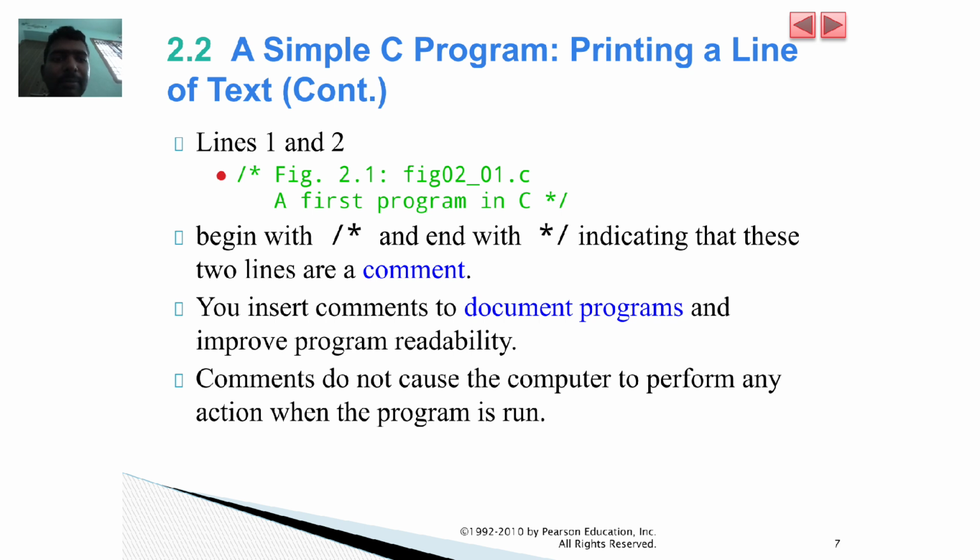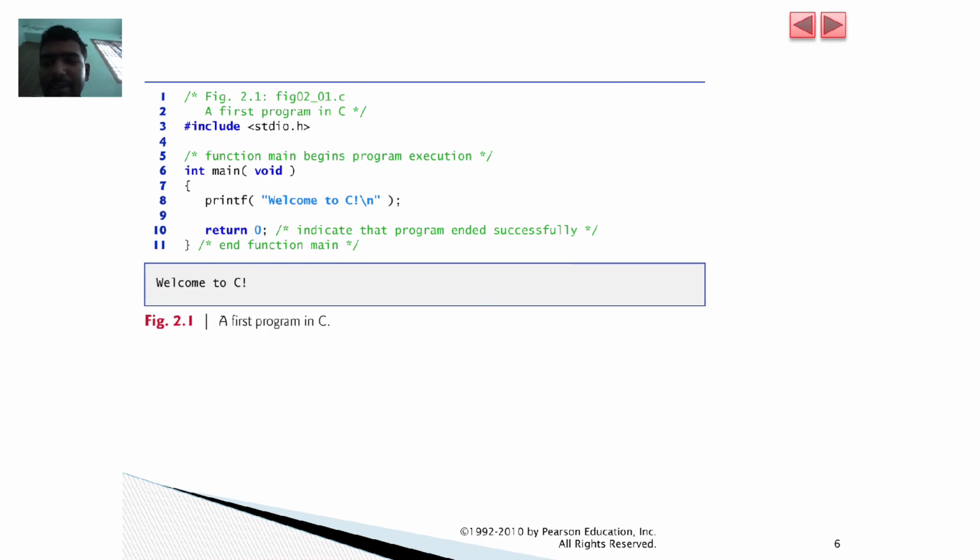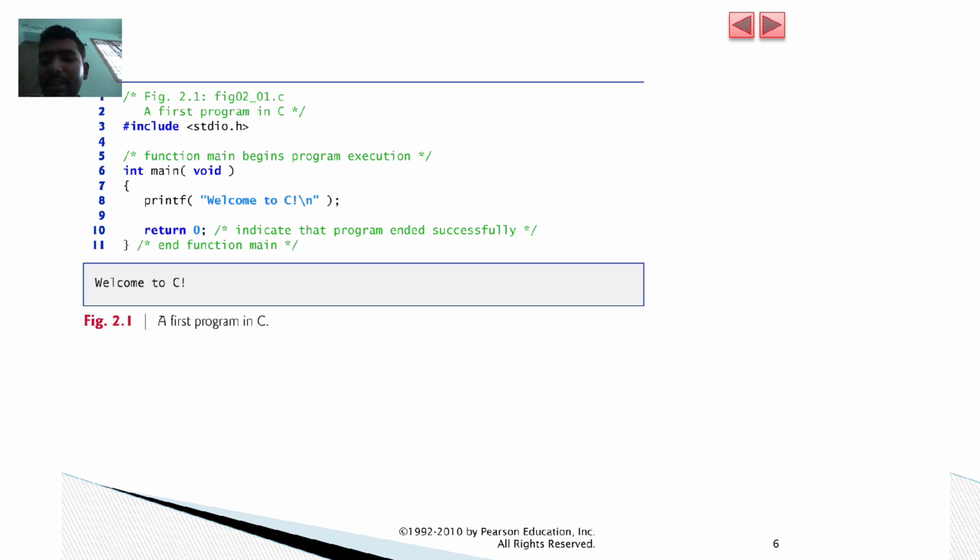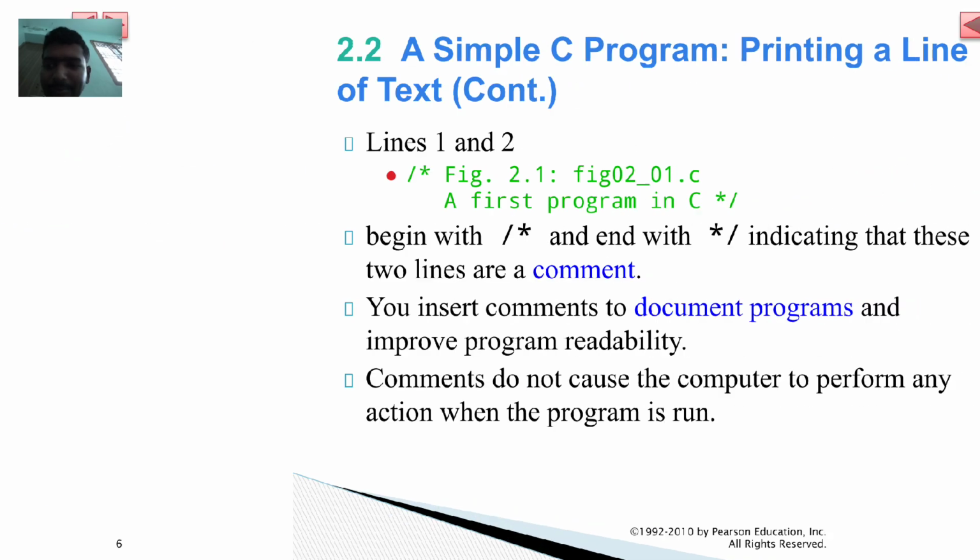A simple C program: printing a line of text. As we are printing a line of text, we can see that we have used double quotes between the parentheses, and here we have to reproduce exactly the text that we want printed. Now going to the next slide.